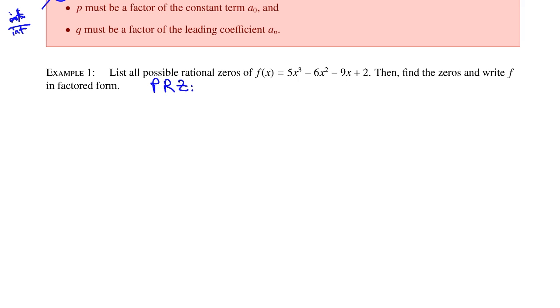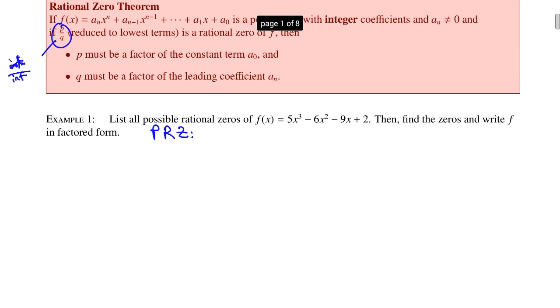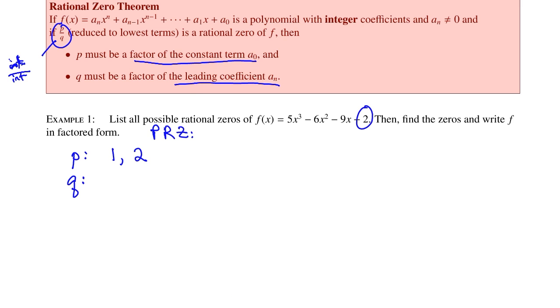Now from the rational zero theorem above, these rational zeros are in the form of p over q, and the p must be a factor of the constant term. The constant term is 2, so I'm going to list all of the factors of 2, and that's just 1 and 2 because 2 is prime. And then the q must be a factor of the leading coefficient. The leading coefficient here is 5. 5 is also prime, so its only factors are 1 and 5. But you would list out all of the factors, however many there are.